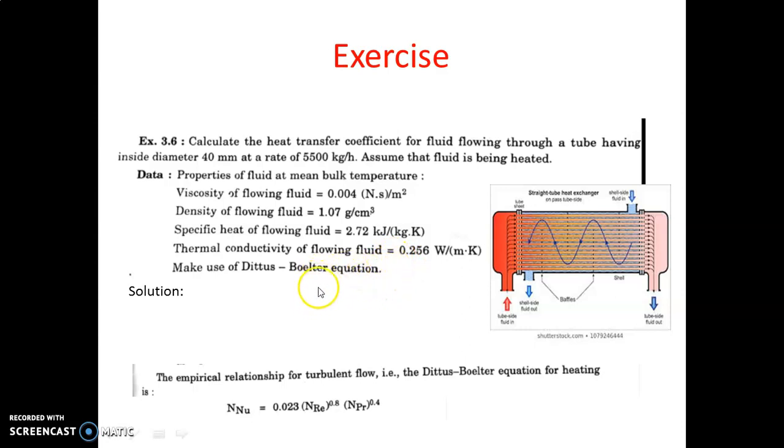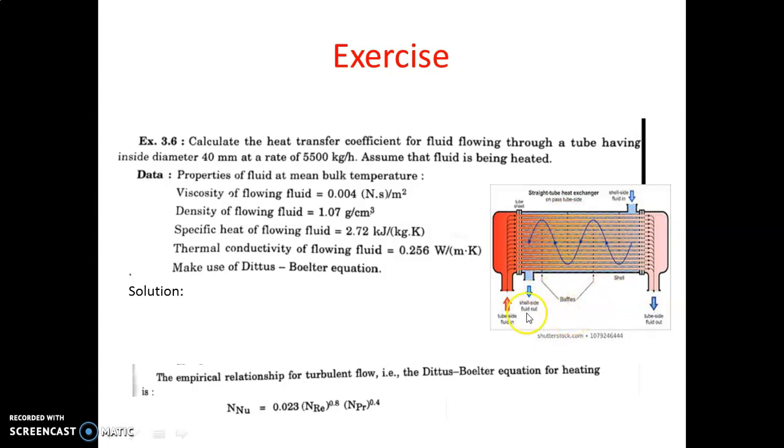So before going into the solution of the problem, I want to show the heat exchanger. So this is called a heat exchanger. The heat exchanger has tubes inside, and these are called a channel, and there are nozzles. So this is called nozzles. There are 4 nozzles, and these are the baffles.